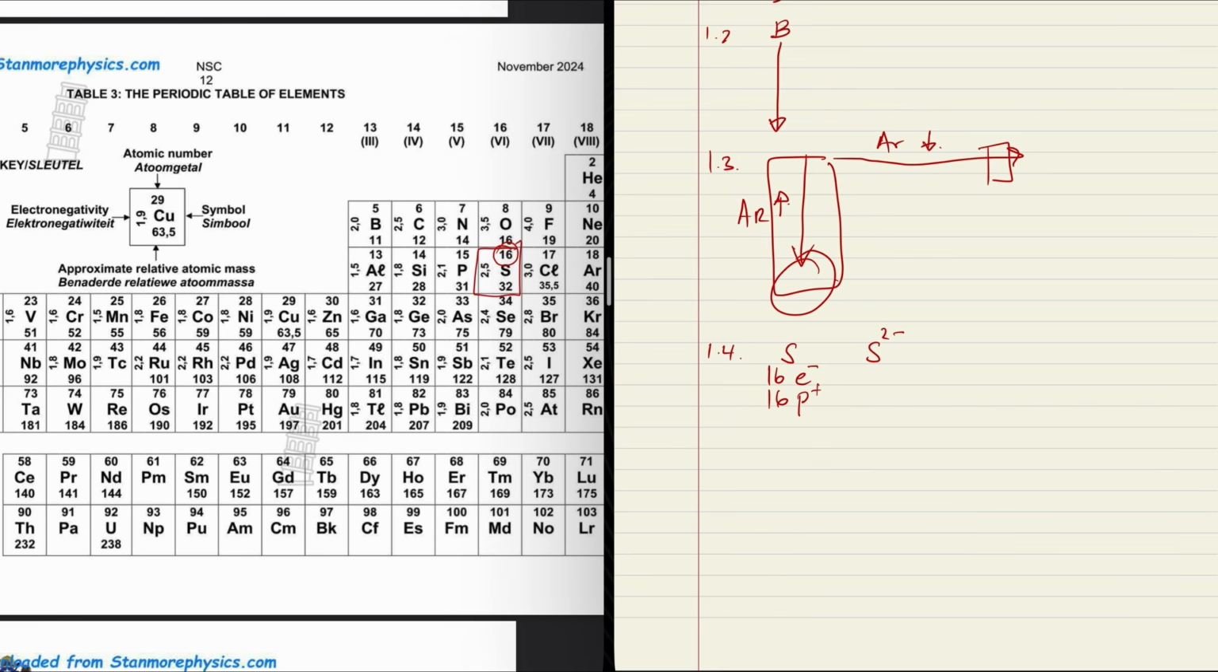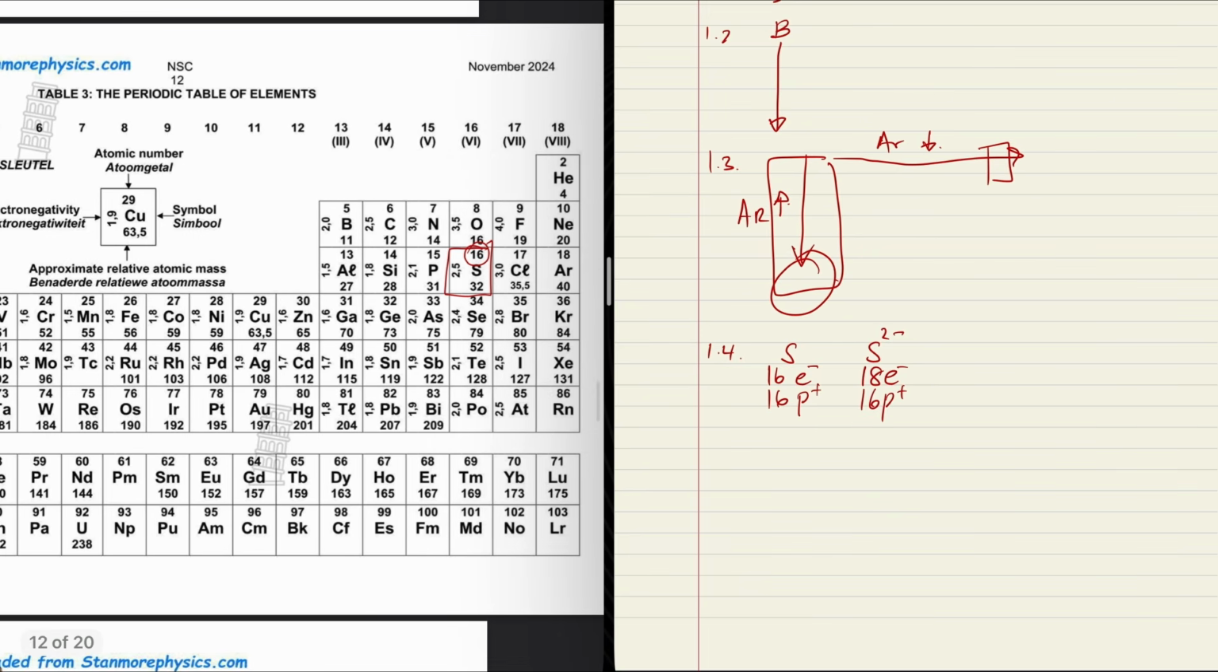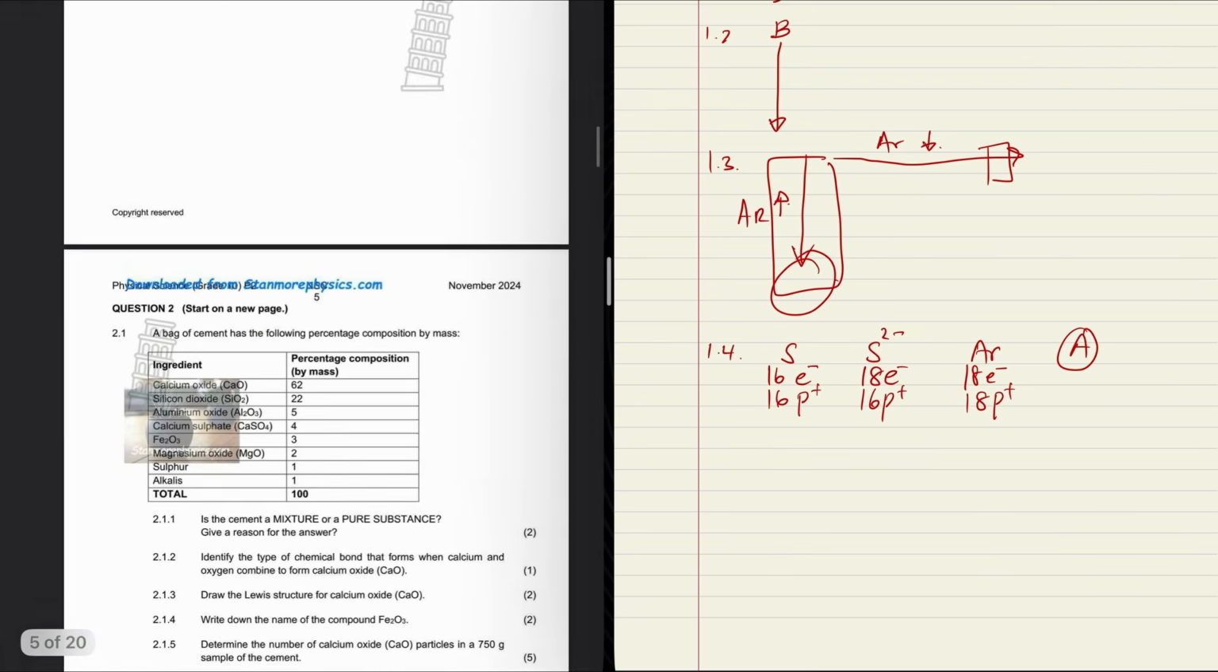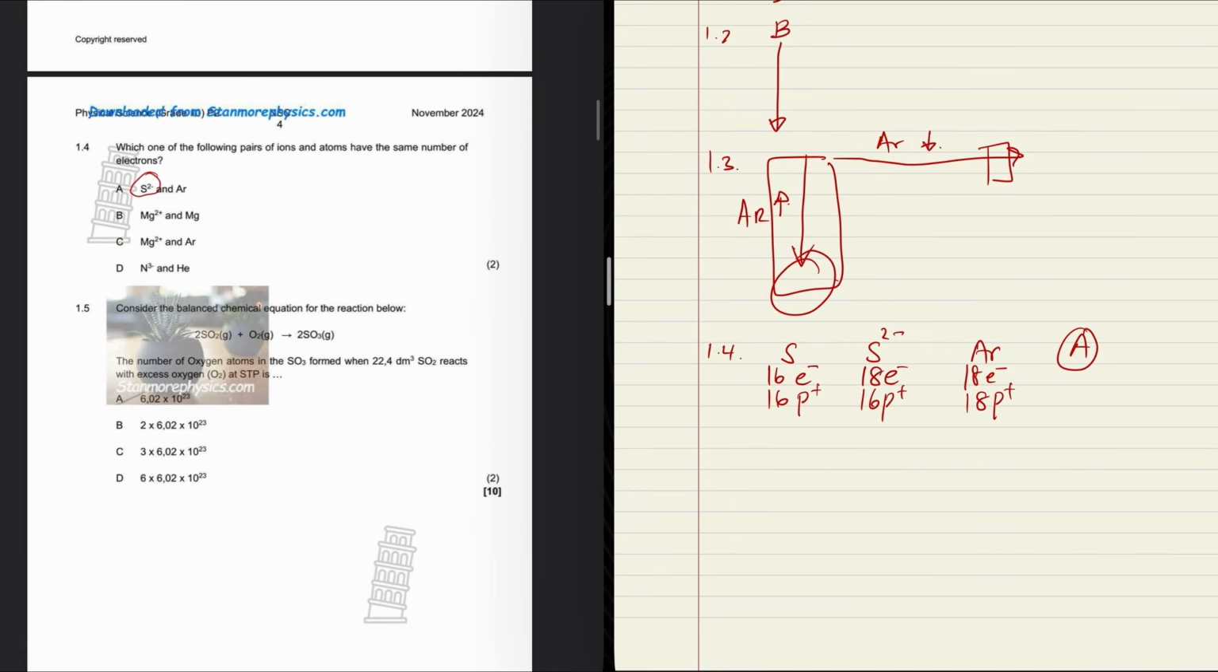That means it has 16 electrons and 16 protons. But S2 minus means it gained 2 electrons. So this has 18 electrons and 16 protons. And we were comparing it with argon. Now argon is here. So argon has an atomic number of 18, so it has 18 electrons and 18 protons. So we want to know which one has the same electrons. The answer is then going to be A. S2 minus and Ar have the same number of electrons. So the answer here, A.